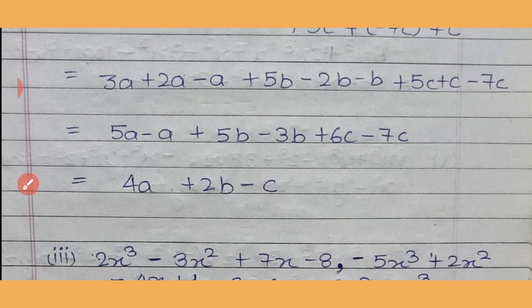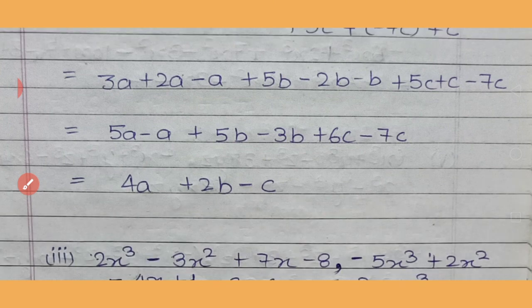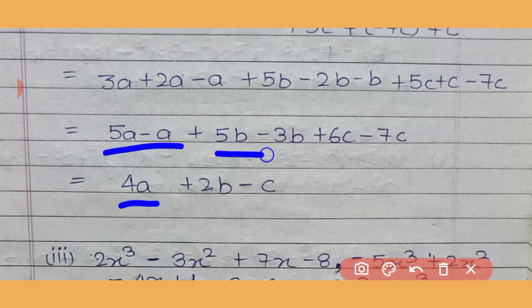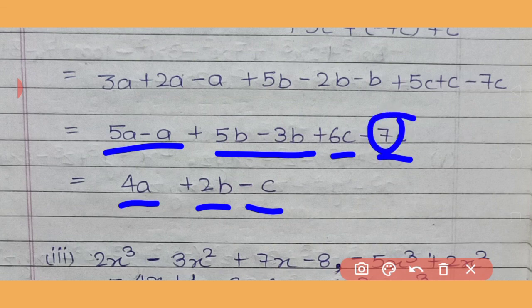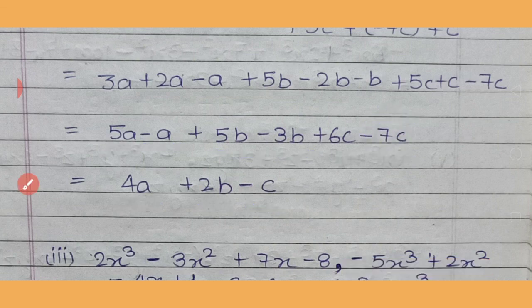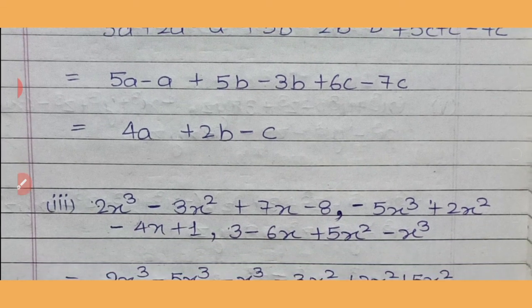So next step: 5a minus a is equal to 4a. 5b minus 3b is equal to 2b, and 6c minus 7c is equal to minus c. We put a minus sign because 7 was greater than 6. So our answer is 4a plus 2b minus c.